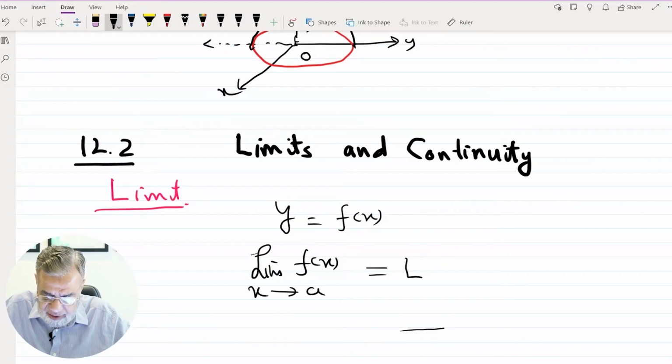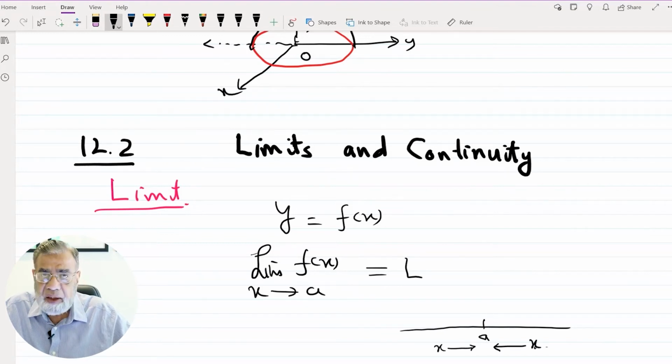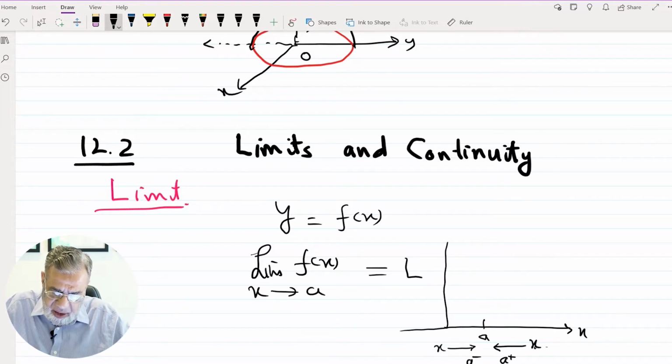When we see it graphically, we're having here the value a, and we say our x is moving to a from the left, while our x is moving towards a from the right. So here we say this is a plus, and this we say is a minus. This is my x-axis. And then I have the value of this function. This is my y-axis, and this is my x-axis, and this is my origin. And say this is my curve.